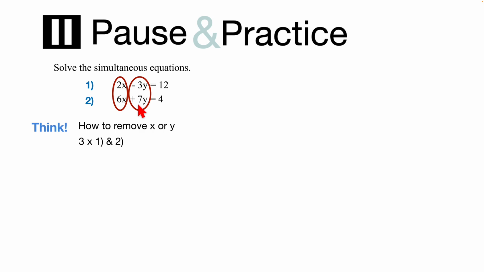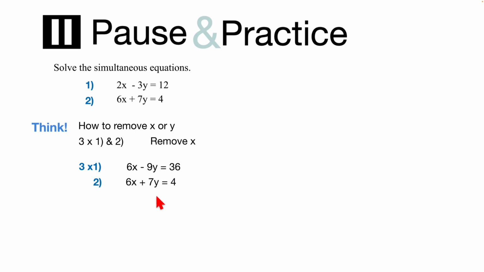Not nice. No, what I'm going to do is take 3 times number 1, and then compare it to number 2. Haven't decided yet, but that will remove the x. So 3 times number 1. Now don't forget to multiply both sides. 6x minus 3y equals 36. Must multiply that right-hand side. And there's the original number 2.